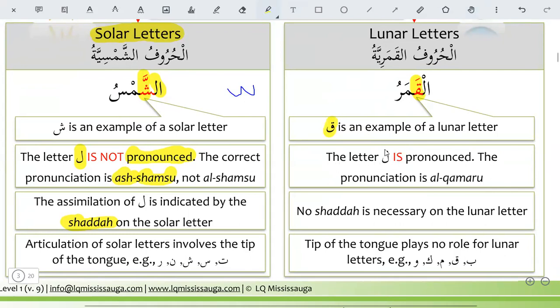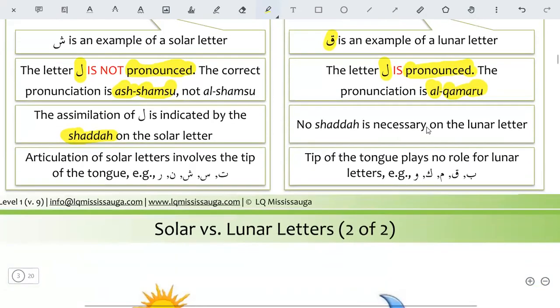The letter lam is pronounced. The pronunciation is al-qamaru. No shadda is necessary on the lunar letters. No shadda is necessary on the lunar letters or moon letters, like ba, kaf, mim, kaf, waw.